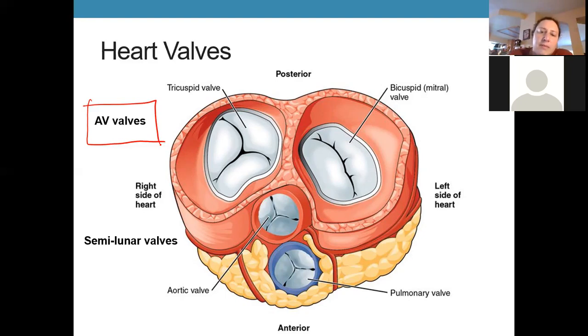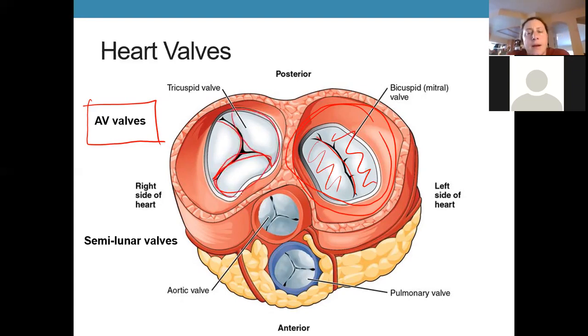So this one is the left side of the heart. It's called the bicuspid or mitral valve. Bicuspid because it has two flaps to it, as opposed to the tricuspid, which has three over here on the right side of the heart. This one over here, the bicuspid, is also called the mitral valve because it kind of looks like a little dome, and when people were naming it, they thought it looked like the Pope's hat, which is called a mitre. Stories behind naming these things can be really ridiculous.